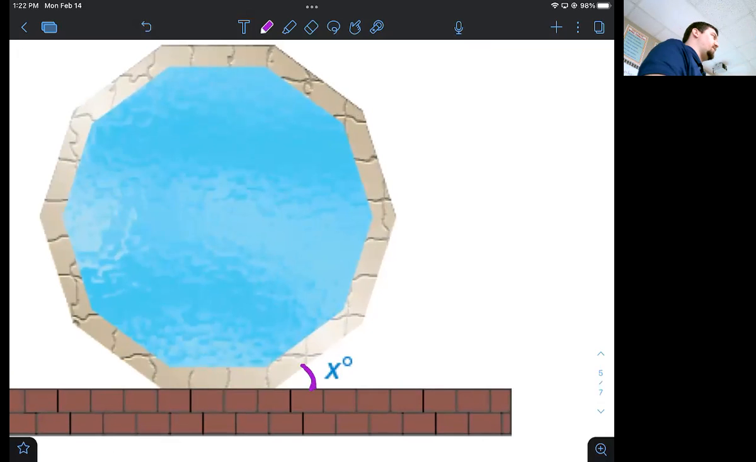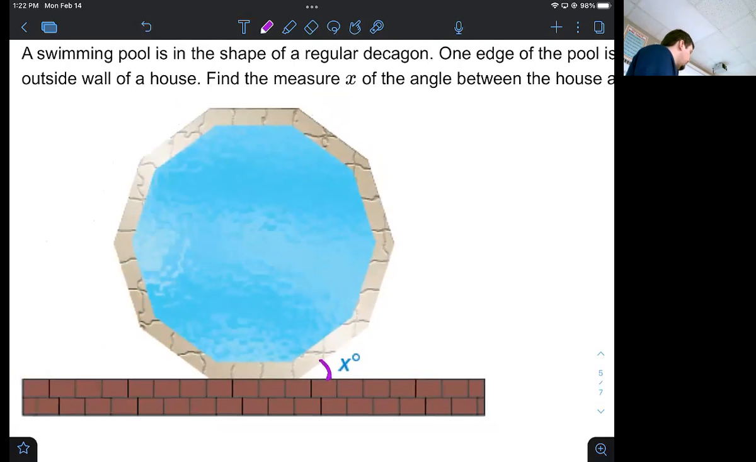I've already heard from you. I haven't heard from Connor yet, though. Connor, it's got 10 sides. What do all the exterior angles add up to? Doesn't matter how many sides it has. They're all going to add up to 360. They could have said this was a regular square pool. Still adds up to 360 when I'm talking about the exterior angles.